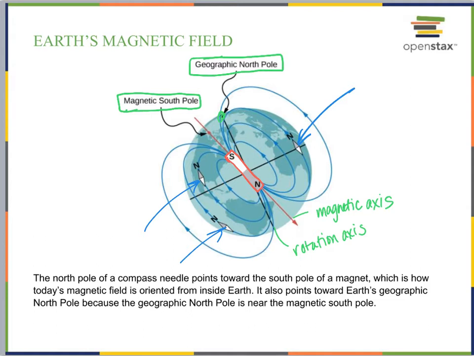And the reason that it works is because the north pole of the needle of the compass actually is attracted to the south pole of the magnetic field of the Earth. And so it turns out that this is why at the geographic north pole we would find a magnetic south pole.